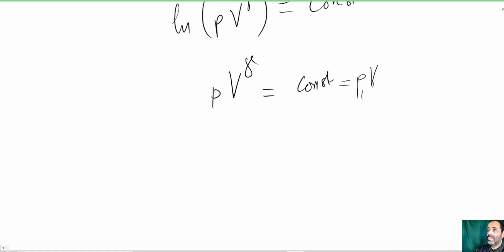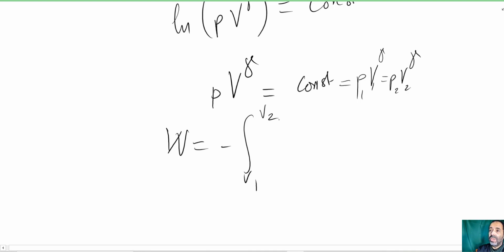So this constant is P1 V1 to the power gamma, or P2 V2 to the power gamma. It's the same number, since this expression is true for all points on that diagram, on that line, I'm sorry. So this is the expression for the PV diagram. Now let's finish what we started with. We need to find what the work actually is from V1 to V2.